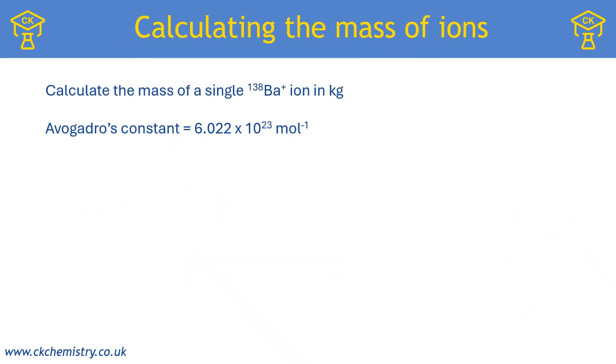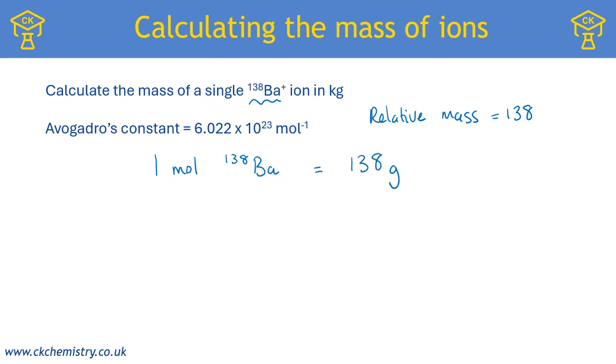So here's an example where we want to calculate the mass, in this case in kilograms, of a single barium ion, which has a relative mass of 138. So remember that relative is also related to the mass of 1 mole. So what it tells me is that 1 mole of barium-138 has a mass of 138 grams. Because remember, these relative atomic masses are in grams per mole. Okay, also, this is an ion, not atoms, but remember that electrons really have completely negligible mass.